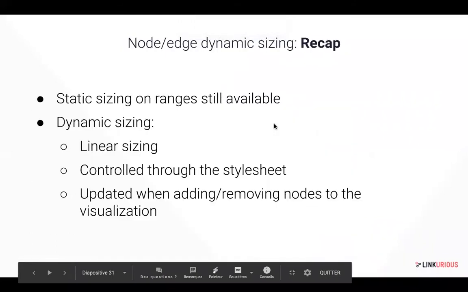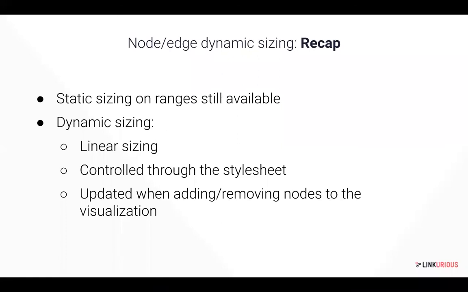And so, a quick recap on node and edge dynamic sizing. Static sizing on ranges is still available. So now you have 2 options, either static sizing or dynamic sizing. And the dynamic sizing works using linear interpolation based on the value of the property. It's controlled through the style sheets, and you have automatic updates of node sizes when you are adding, removing, or changing the values of a property in the visualization.